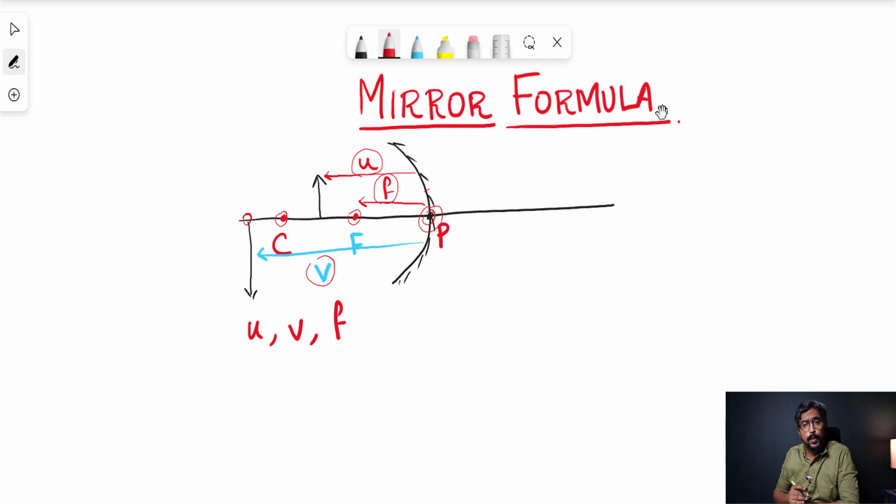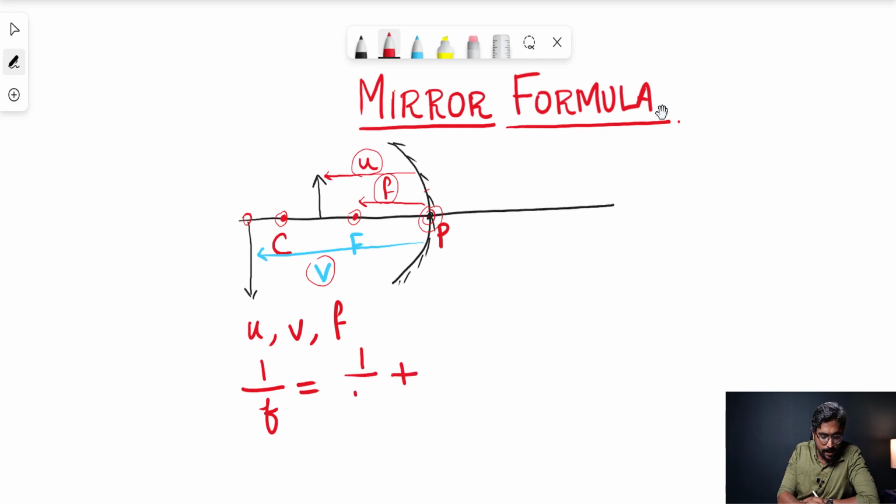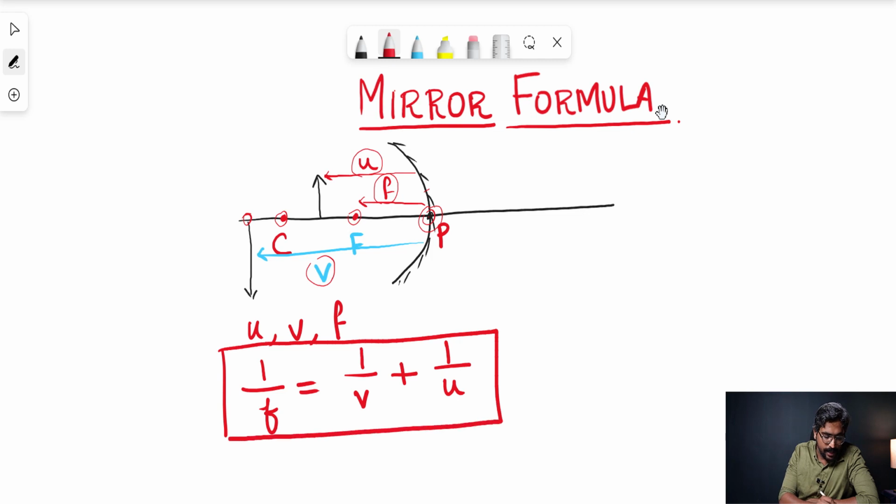There is a special equation which relates all the three terms, that is U, V and F, and which is nothing but the mirror formula. So the mirror formula goes like this: the reciprocal of the focal length is equal to the sum of reciprocals of the image distance as well as the object distance. So 1/F = 1/V + 1/U. This is the mirror formula. In 12th standard, you will find a more general equation for the mirror formula.